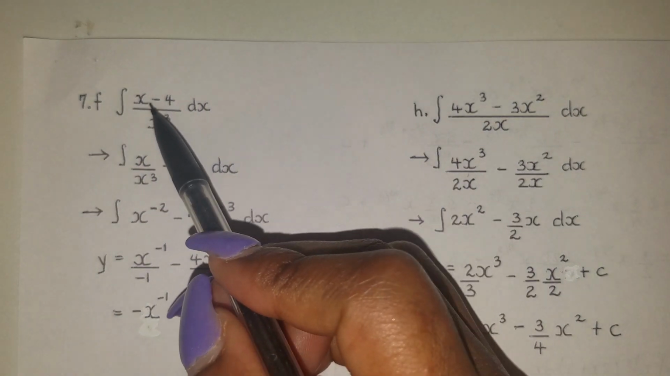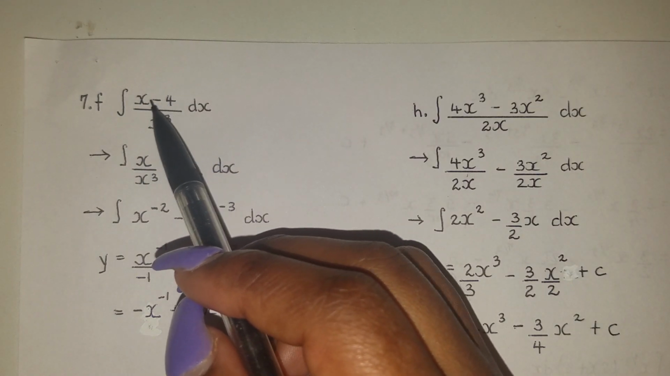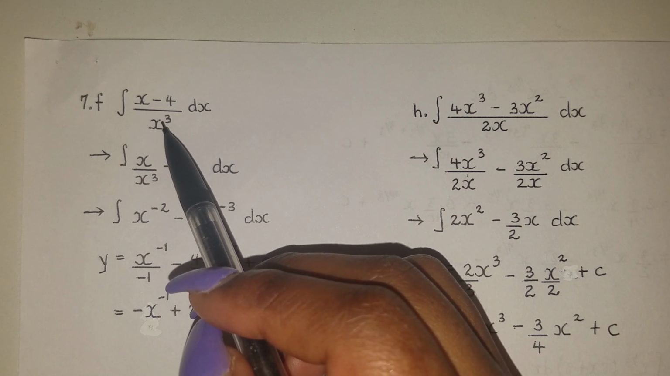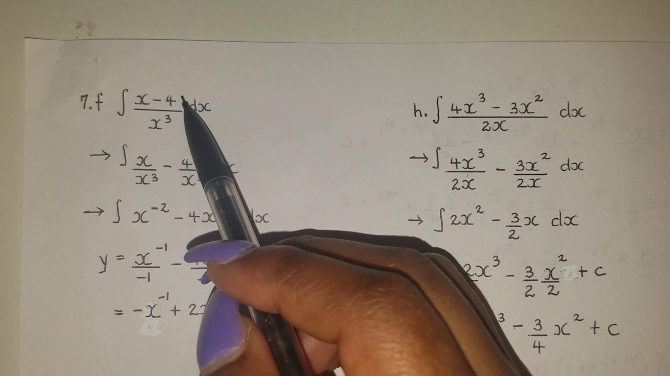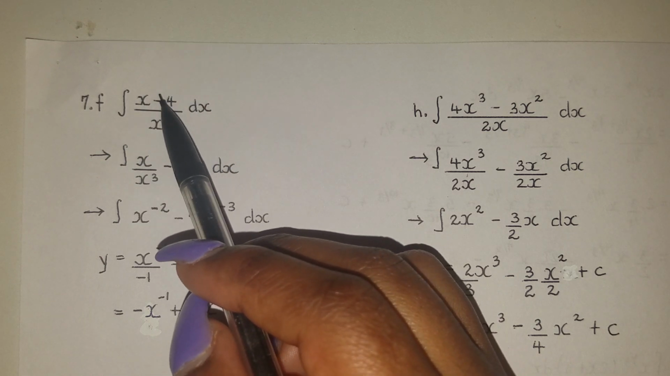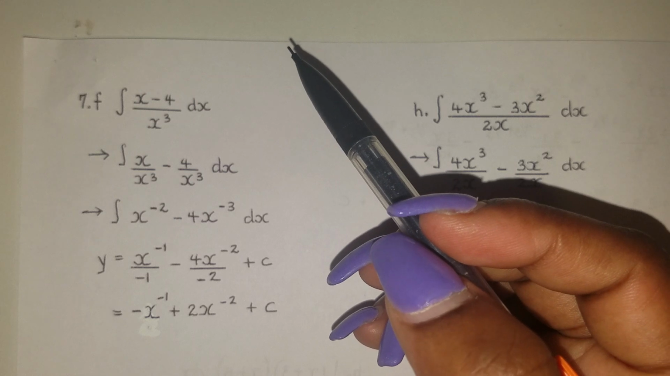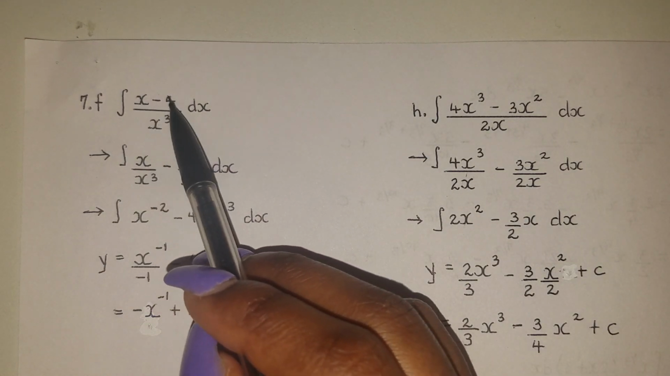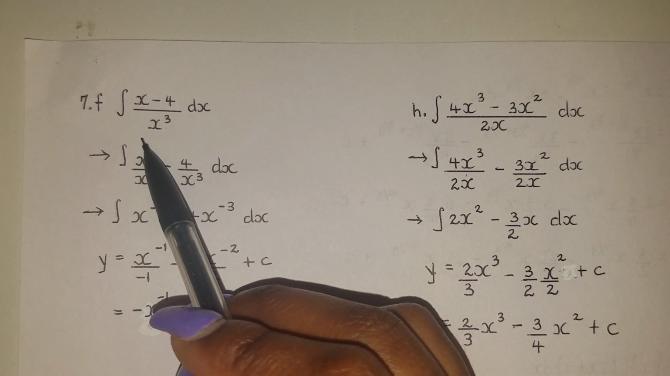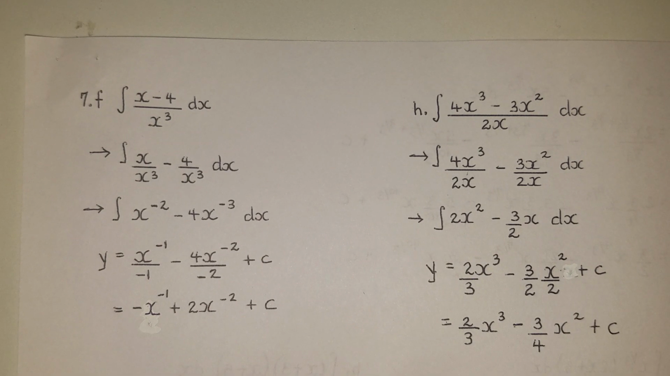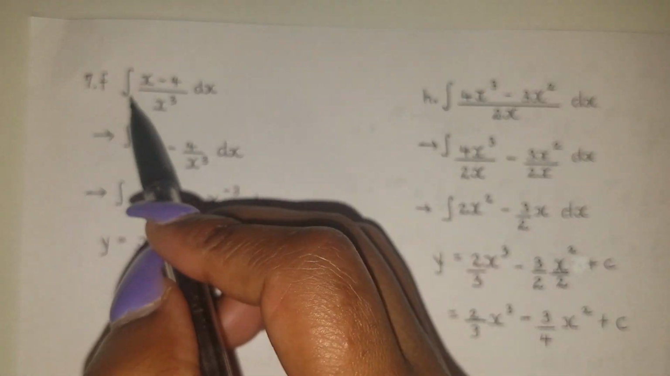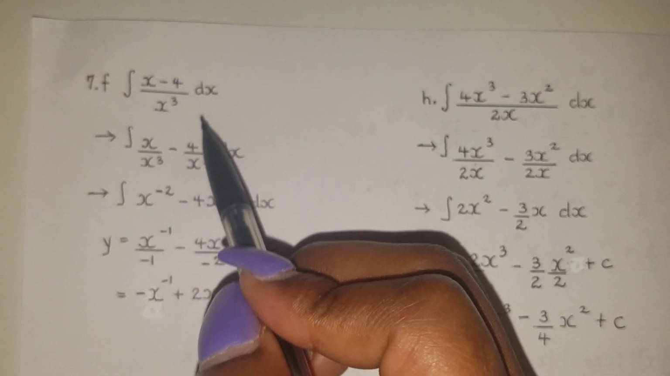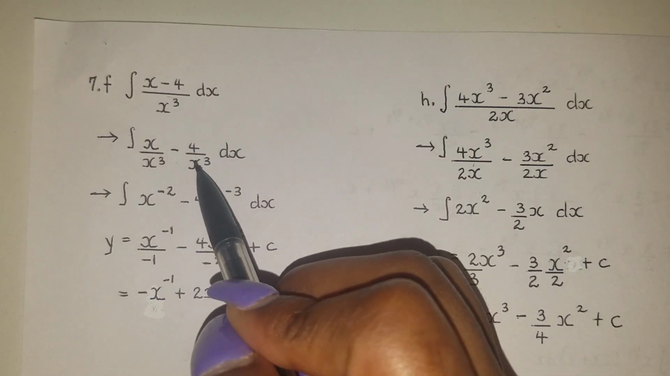Okay, so for f, we have the integral of x minus 4 all over x cubed. Now, yes, we can bring this x cubed up and raise it to a negative 3, and then multiply by the x minus 4. You can do that, but it's simpler to separate and give each of the values the same denominator. I'm going to show you why a little later. So I'm going to give this x the denominator of x cubed as well as the 4. So these are the same functions.